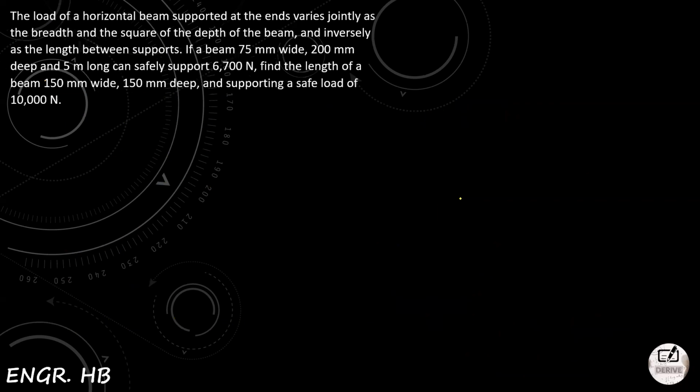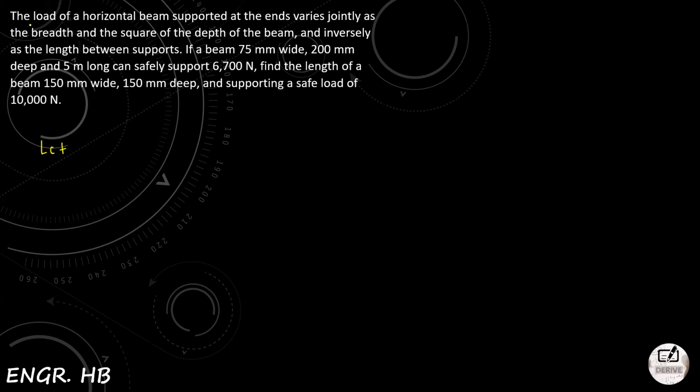Okay, so proceed tayo sa last item. Ang sabi, the load of a horizontal beam supported at the ends varies jointly as the breadth and the square of the depth of the beam, and inversely as the length between supports. If a beam 75 mm wide, 200 mm deep, and 5 meters long can safely support a load of 6,700 Newton, find the length of a beam 150 millimeters in width, 150 millimeters in depth, and supporting a safe load of 10,000 Newton. Again, let us represent letters.